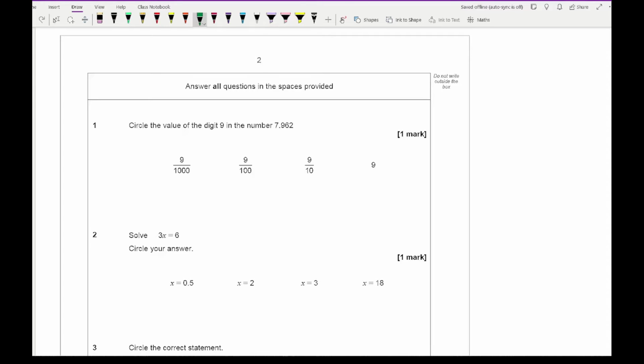So the first question says circle the value of the digit 9 in this number. Now with this question, the 9, you want to ask yourself, what does that represent? Well, it represents a tenth. How do I represent a tenth as a fraction? Well, it's going to be 1 over 10. So 9 tenths is going to be our third option.